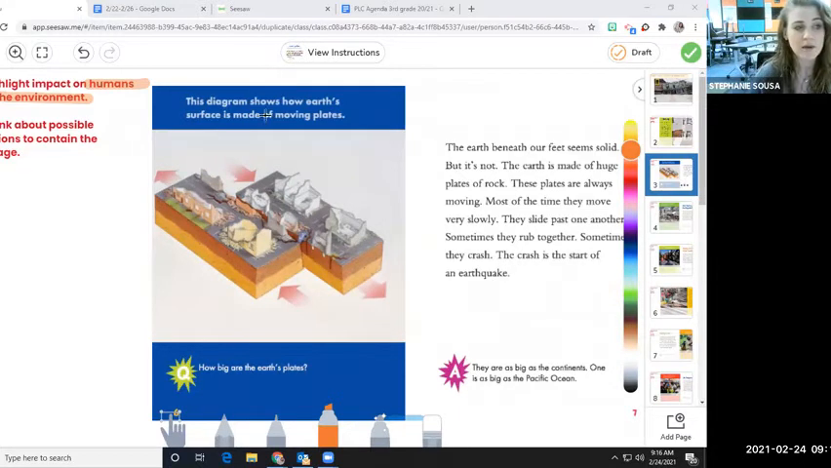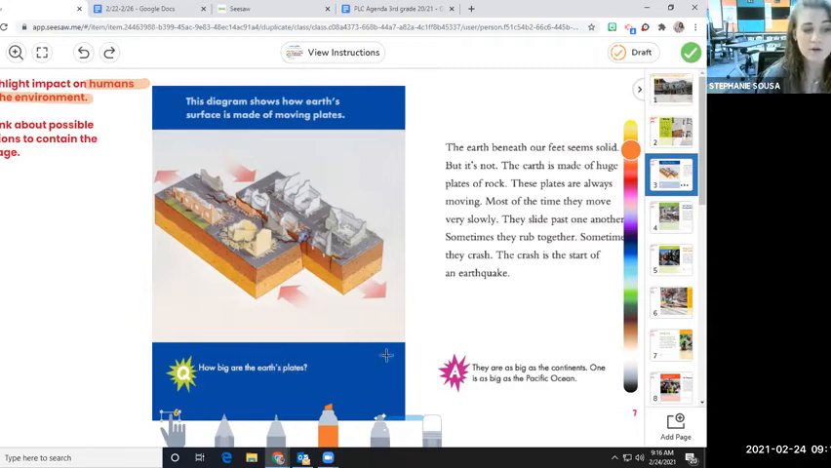This is the start of an earthquake, okay? There's some diagrams here that shows how the earth's surface is made of moving plates. So we can see here that the house right here is sitting on top of those moving plates. So believe it or not, guys, your house is not in the same place all the time. Sometimes the ground underneath it moves a tiny bit and it rubs, okay?